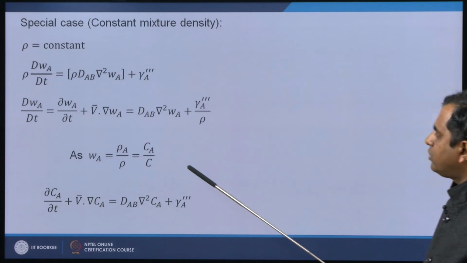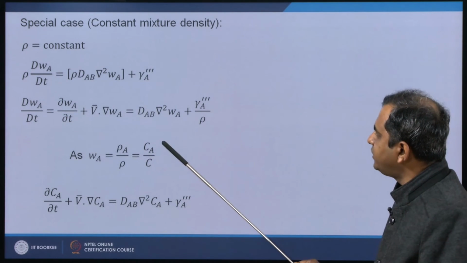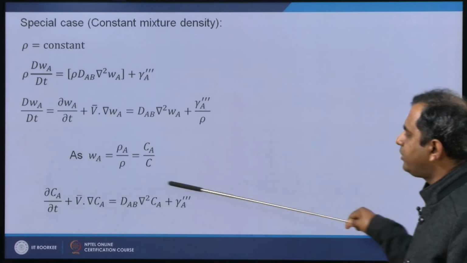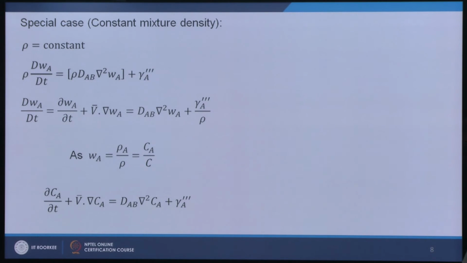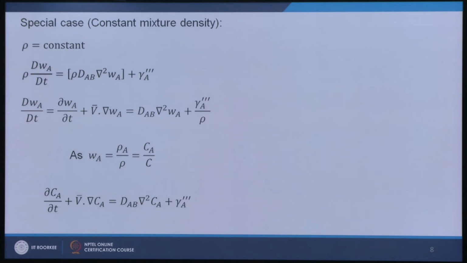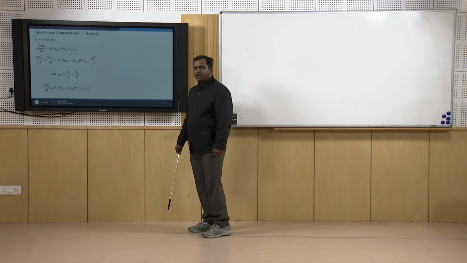So, if we put this omega WA equals CA by C over here in this equation, the whole equation is converted to this form. So, del del t of CA plus V dot del CA is equal to DAB into del square CA plus gamma A triple dashed, which is the generation part. So, we have observed the constant mixture density special case.